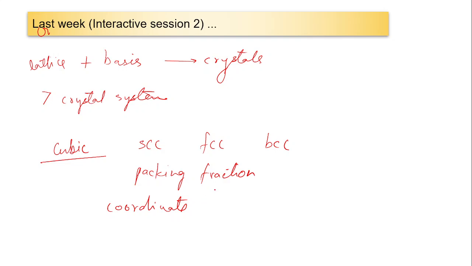Okay, so after discussing these things, just for quick recall, the packing fraction for SC was 52%, the packing fraction for BCC was 68%, and the packing fraction for FCC is the highest, which is 74%. This information is useful. So there we had ended, and then of course we had done a lot of questions based on it.